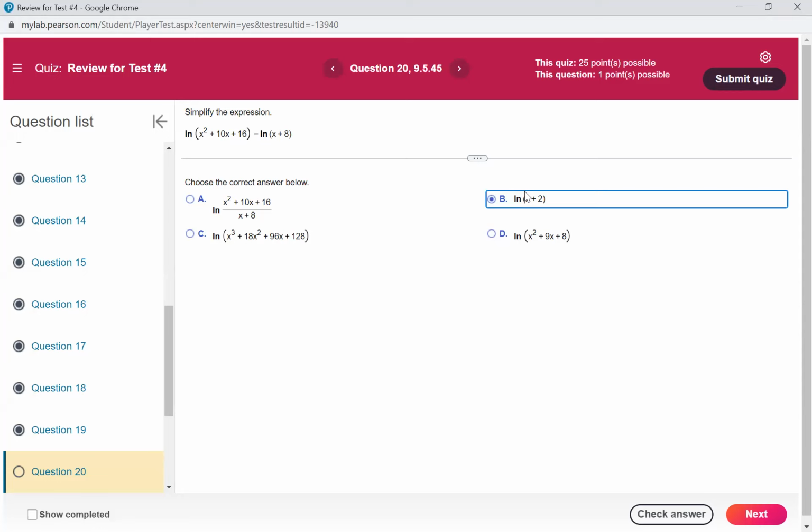I don't even know how they got this last answer, D. For A, I think they multiplied all that stuff together, and they didn't even simplify it. They just rewrote it as a single fraction. So definitely the answer on that would be B.